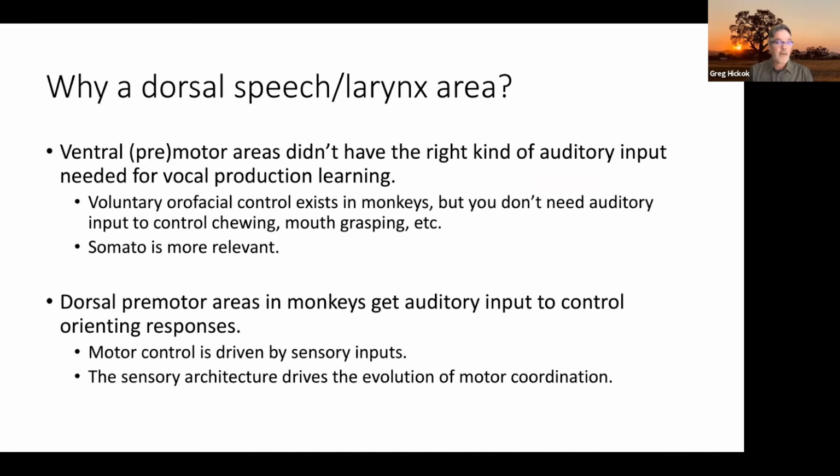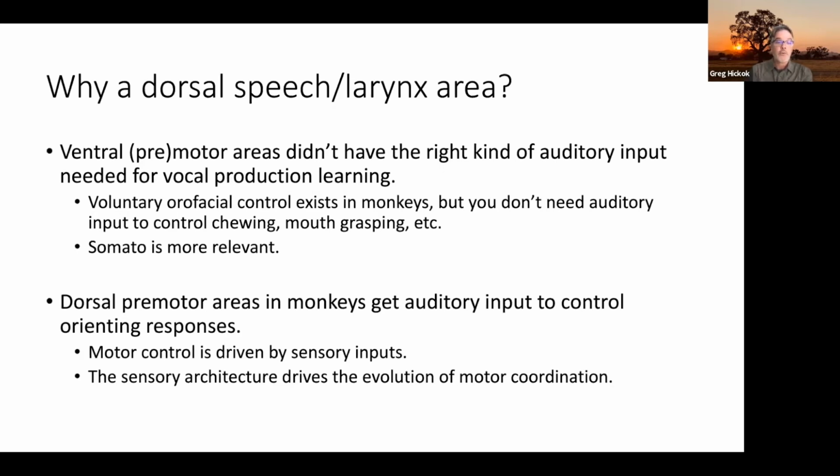So if you look back in our lineage, it appears that these ventral areas were involved in voluntary control over these oral facial systems, but voluntary oral facial control in monkeys. They can use their mouths to grasp things, and they can learn to point with their tongues and control a cursor and so on. But you don't need auditory input to control things like chewing or mouth grasping and so on. Somatosystem is more relevant, which is consistent with those hints that we had early on that I pointed out at the front.